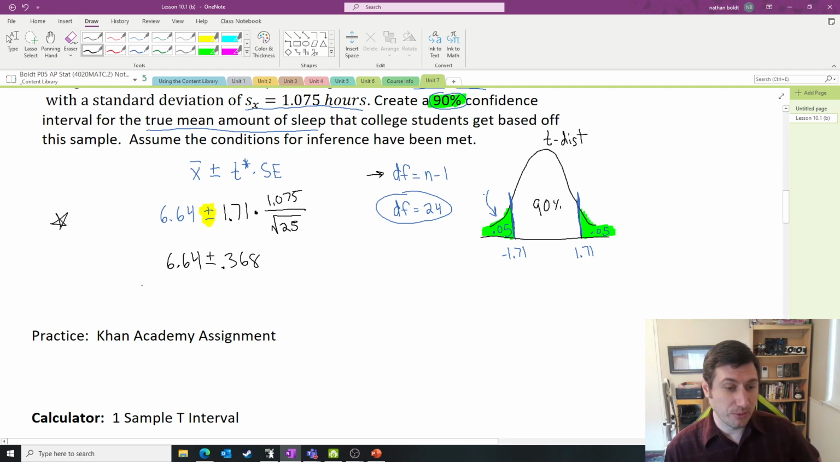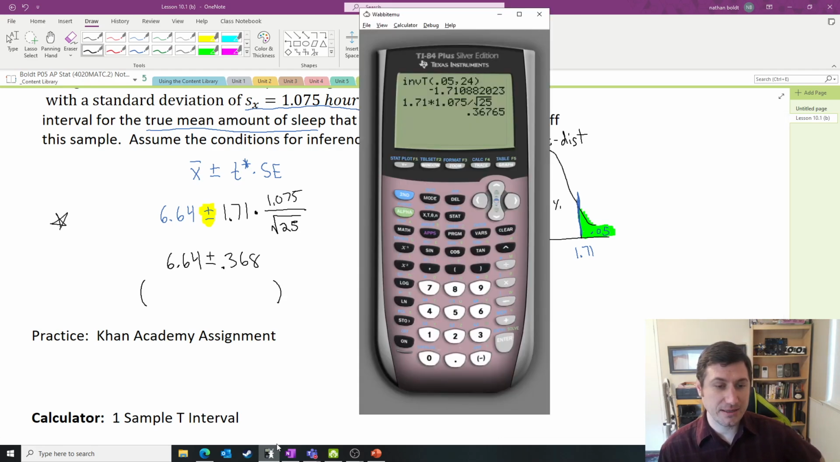But we should also be able to report it as an interval with the lower and the upper, right? So now I'm just going to add and I'm going to subtract. Just like our quadratic formula days, right? Negative b plus or minus, all that good stuff. So 6.64 minus 0.368 and 6.64 plus 0.368. So there are my two boundaries for the confidence interval. 6.27 to 7.01.